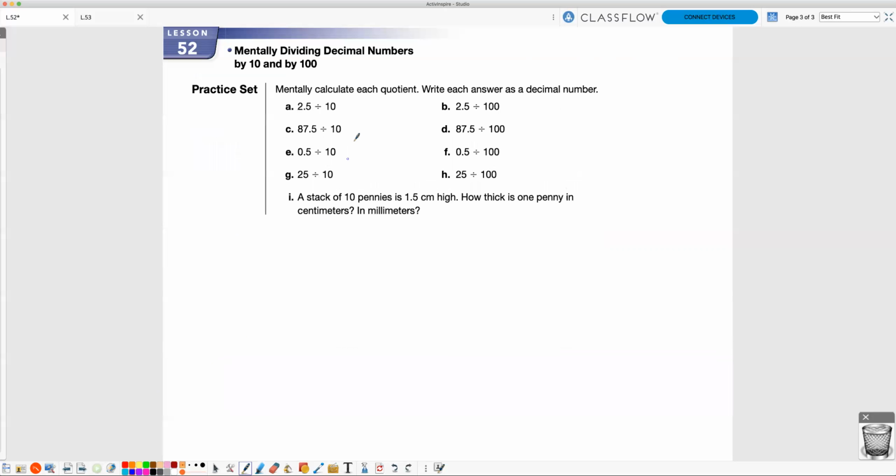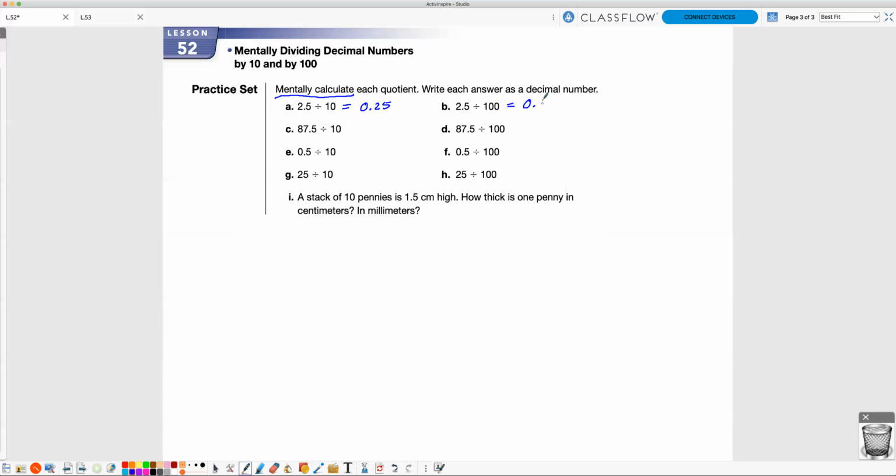All right, let's try some of these. Mentally calculate each quotient and then write the answer as a decimal. So that means we don't have to actually show any work in this case because it's telling us to mentally calculate. So letter A, 2 and 5/10 divided by 10. This should be 25 hundredths. Letter B, 2 and 5/10 divided by 100.